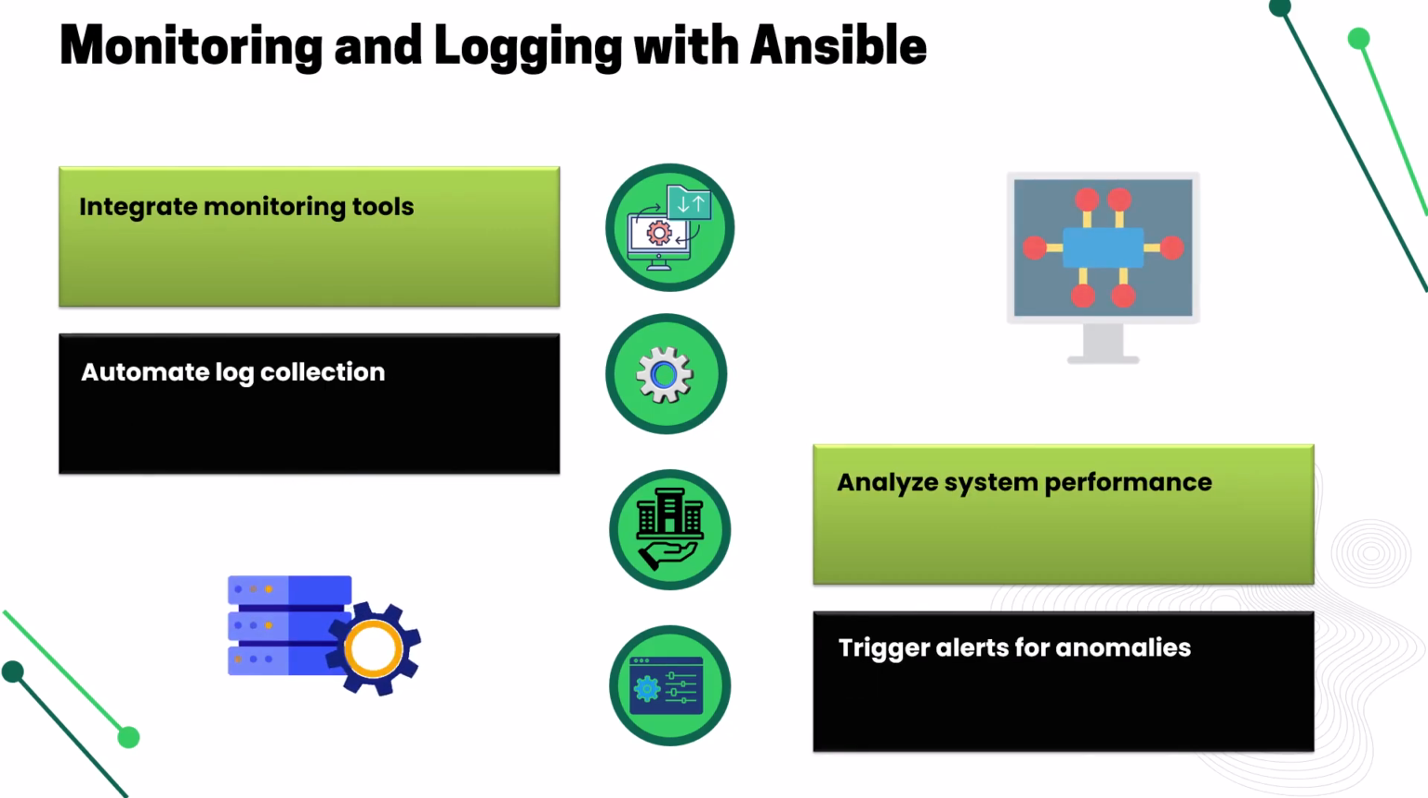What good is automation if we don't know what's happening? Integrating monitoring tools helps keep an eye on resources, while automated logging ensures we capture key data. Analyzing performance lets us identify inefficiencies, and alerts mean we react before disaster strikes.